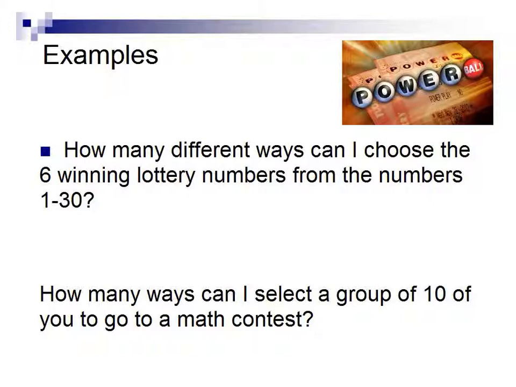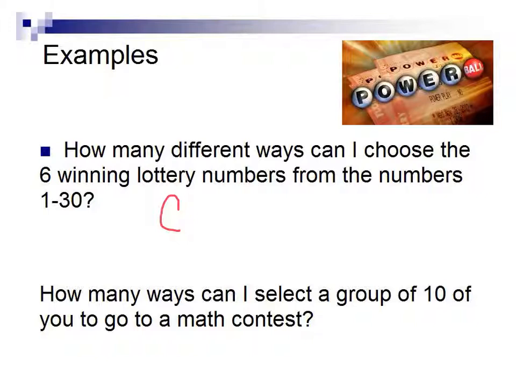All right, so let's look at another example. It says, how many different ways can I choose the 6 winning lottery numbers from the numbers 1 through 30? All right, well, when you're choosing lottery numbers, the order that you pick them doesn't matter. You pick your lucky numbers and you just hope those are the ones they pick. They can come in any order. So if I'm looking at this, since the order is not important, I'm going to have to use combinations. It's the only one that says order is not important.